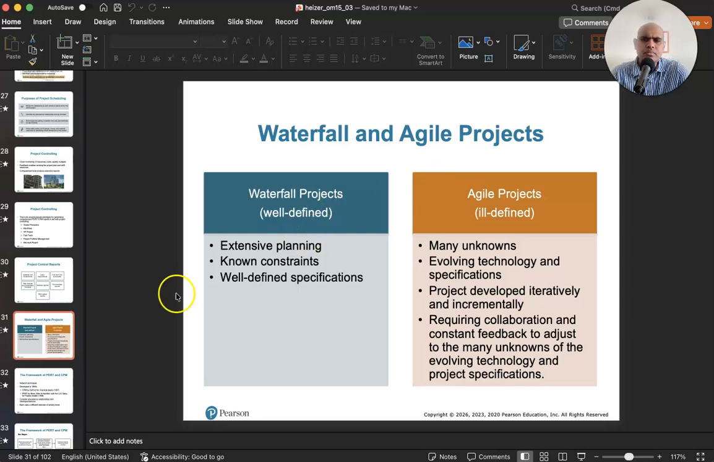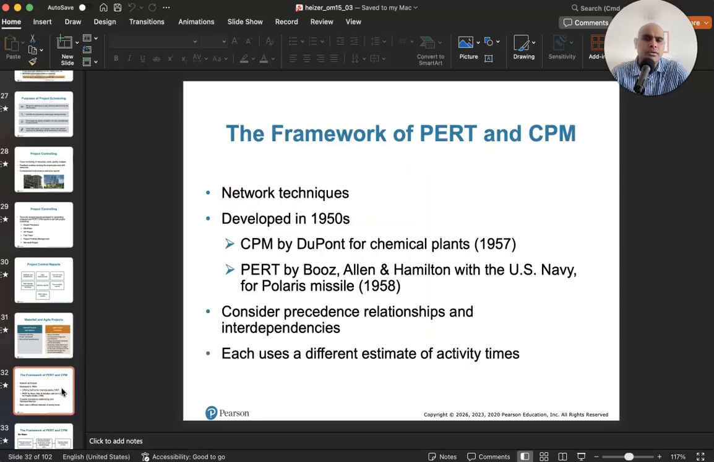Okay. So what are the ways in which you can manage these projects? PERT and CPM are two of the biggest techniques that are used widely in the industry. And these are network-based techniques. We'll talk about what network-based is in this video. They were developed in the 1950s. So critical path method was developed by DuPont for its chemical plants.